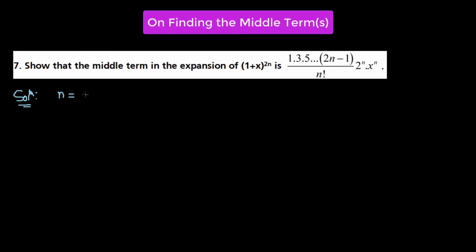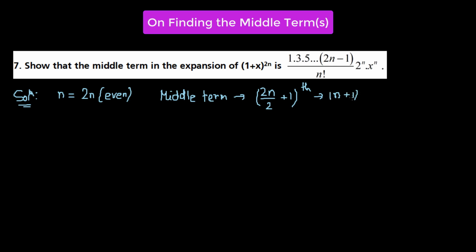So we have 2n, so we know that this is going to be an even number, because any number multiplied by 2 becomes even. Then our middle term is going to be given by the 2n plus 2 over 2 plus 1th term, so that's the n plus 1th term. So this is going to be the middle term. Now we find the value of T n plus 1, which is equal to 2n Cn.